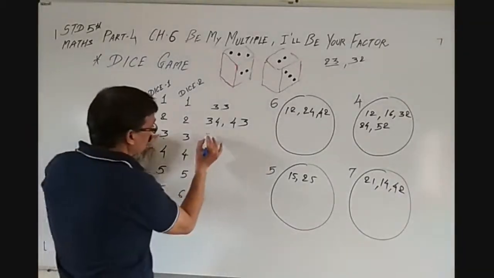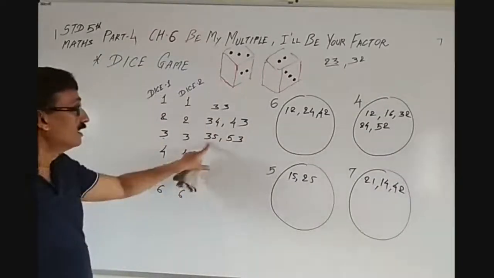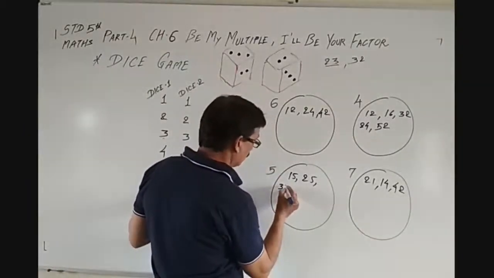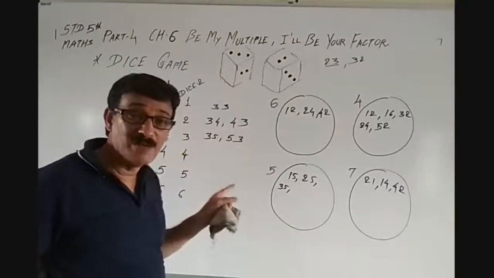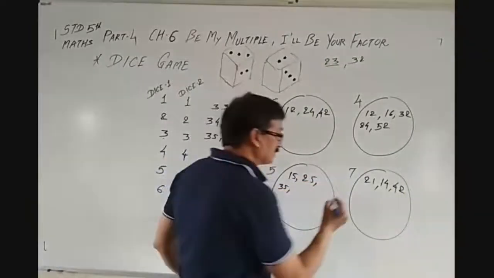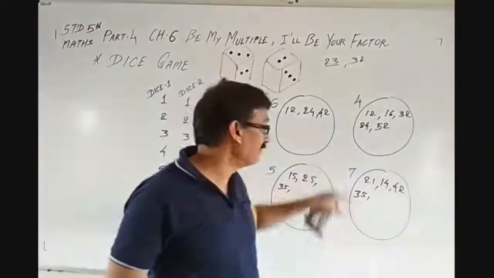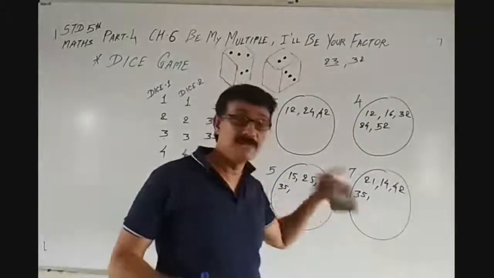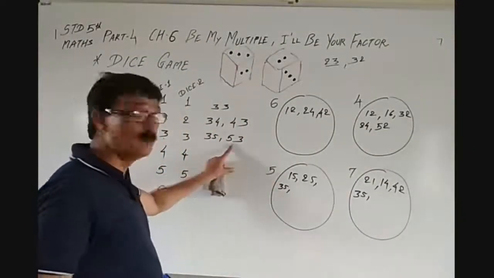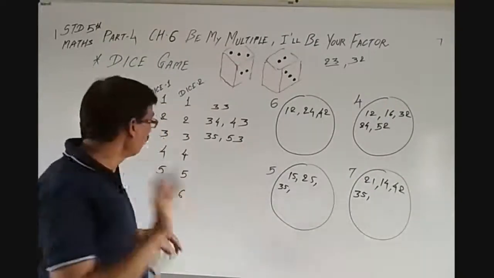Now 3 5 and 5 3. 35 is a multiple of 5, isn't it? Do you know 5 7s are 35? So it is a multiple of 5 and also of 7, because in the tables of 5 and 7, both have 35. That is why 35 is a multiple of both. Then 53 is not a multiple of any.